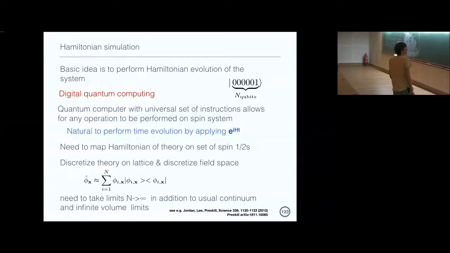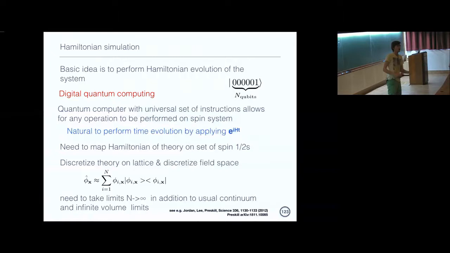What signifies a digital quantum computer is then that you have a universal set of instructions which in principle allow you to put any operator that could act on this tensor product space of spin 1/2. So you could write down any operator in terms of these qubit operations. And if you can write down every operator, you can also write down e^{iHt} on that thing. So it's very natural to perform time evolution, actually more natural than performing Euclidean evolution on these kinds of devices.